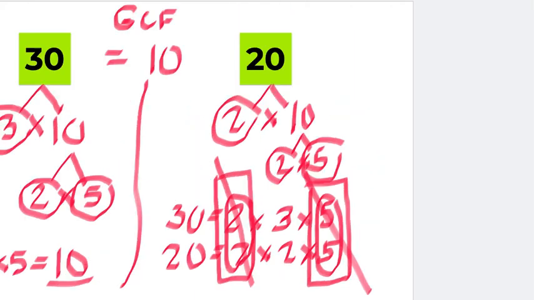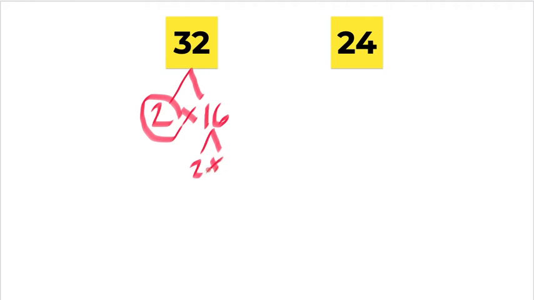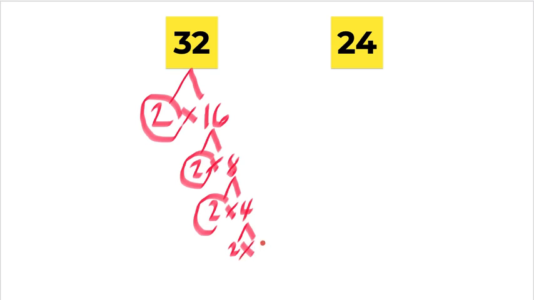Okay, let's have another, the last example. We can have 32 and 24. Let's break this down. 32 first. We can say 2 times 16, and that's correct. 2 is a prime, 16 is not, so we need to break this down. So we can have 2 times 8. 2 is a prime, but 8 is not, so we need to break that down. 2 times 4. 4 is not a prime, so we need to break that down. So that will be 2 times 2. So therefore, there are many 2's.